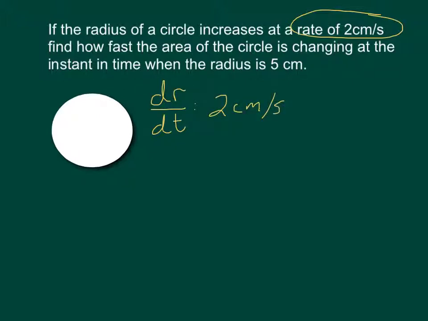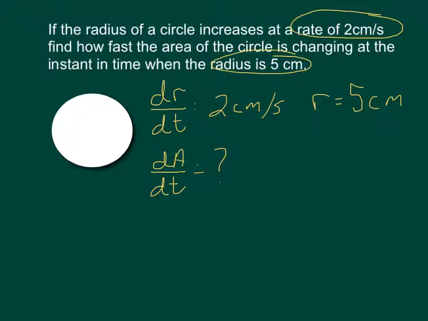We're also told at the instant in time when the radius is 5 centimeters. So we know at this instant in time the radius is 5 centimeters. We should also write down what we want to find. We want to find how fast the area of the circle is changing, or the rate of change in area. It's a rate, so we put it over time. This is what we want to find.